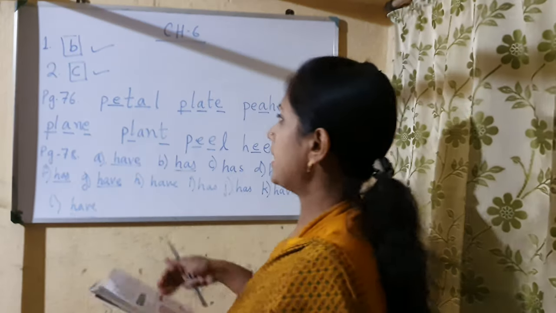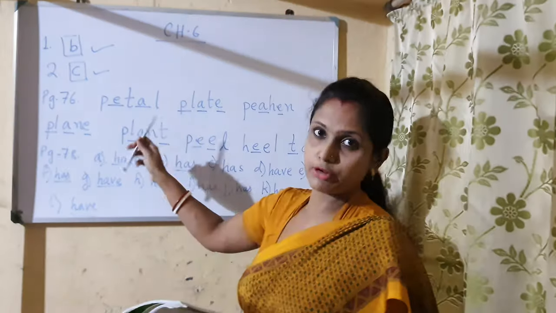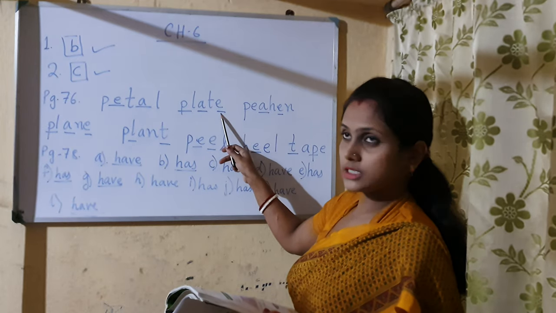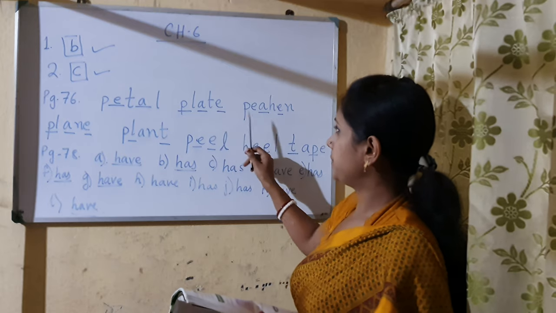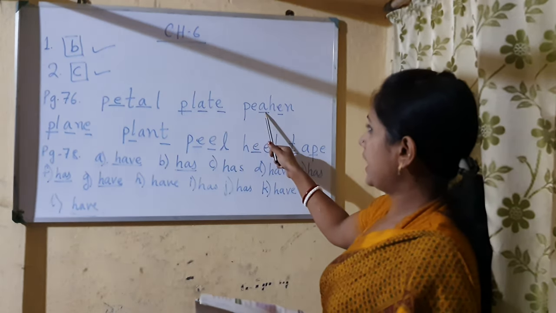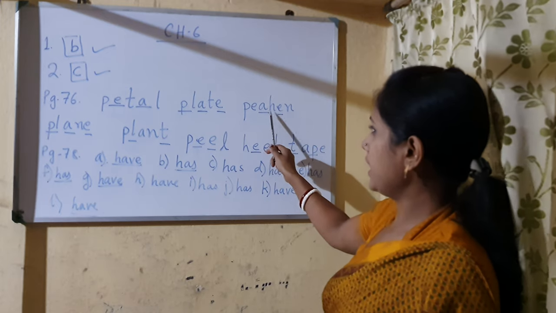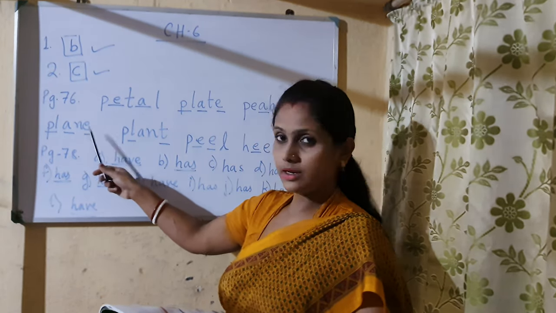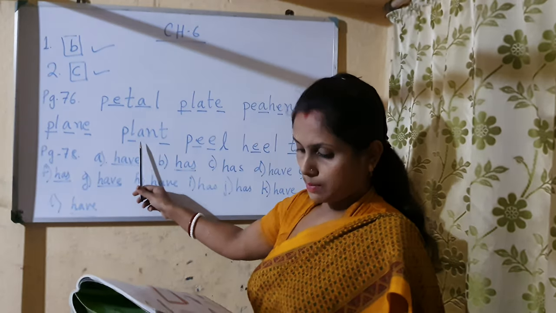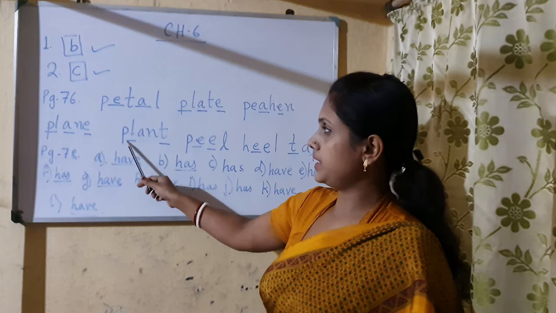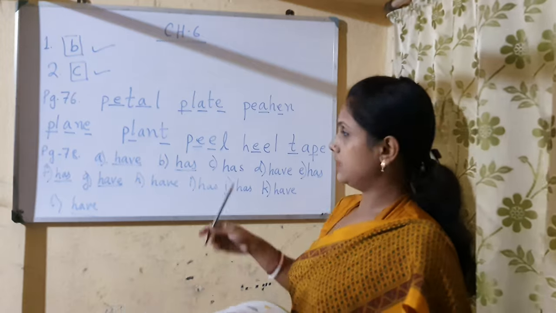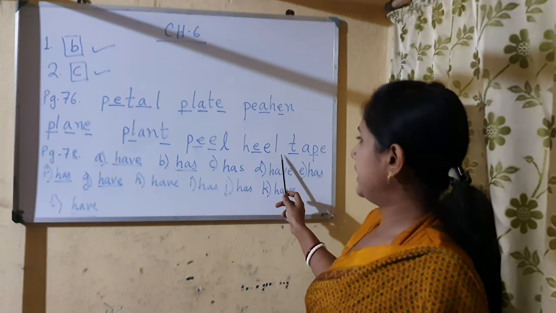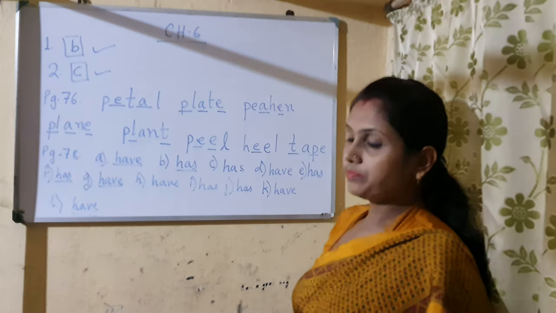So the spelling of petal, p-e-t-a-l, petal. Then the second one is plate, p-l-a-t-e, plate. Then it is peahen, p-e-a-h-e-n, peahen. Next is plane, p-l-a-n-e, plane. Plant, p-l-a-n-t, plant. Then peel, p double e l, peel. Heel, h double e l, heel. Tape, t-a-p-e, tape. Okay, so all of you please write it down.